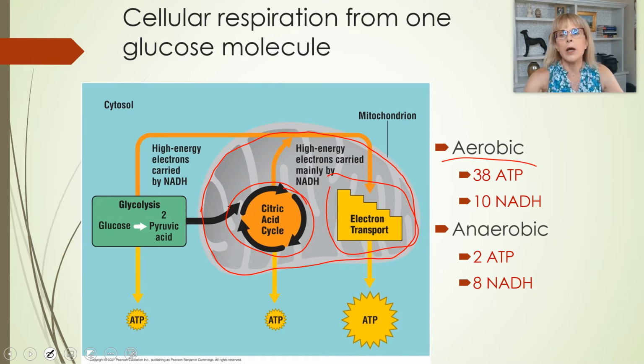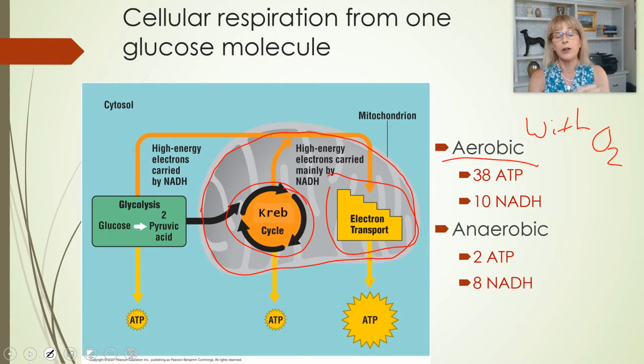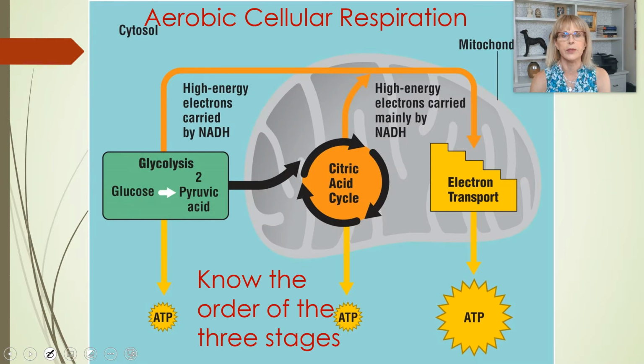First, we're going to talk about aerobic cellular respiration. Aerobic means with oxygen, okay? Then we'll talk about anaerobic cellular respiration. Anaerobic means without oxygen. Okay, let's get going. The citric acid cycle is also called the Krebs cycle, same thing. First thing you need to know for next week's quiz is the formula for cellular respiration, right? But that was last video.